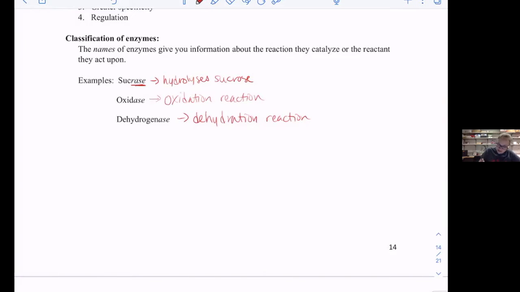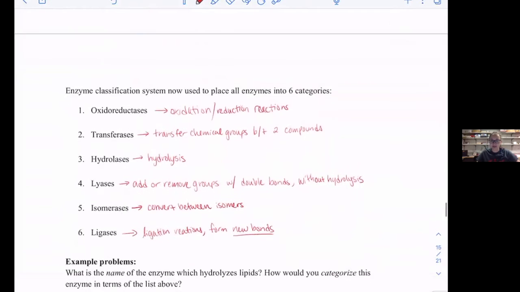An oxidase, again, you see that ase ending, is going to do an oxidation reaction. Dehydrogenase is going to do a dehydrogenation reaction. So in general, enzymes end in ase. I'm going to tell you right now, everything we will do will end in ase. There are enzymes that don't end in ase in special cases, but in general, ase is the ending for enzymes. So it's pretty easy to name enzymes.